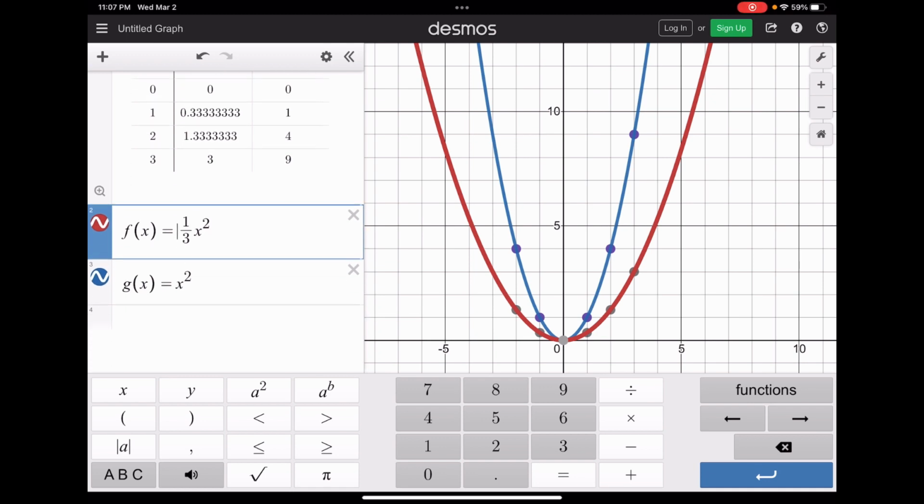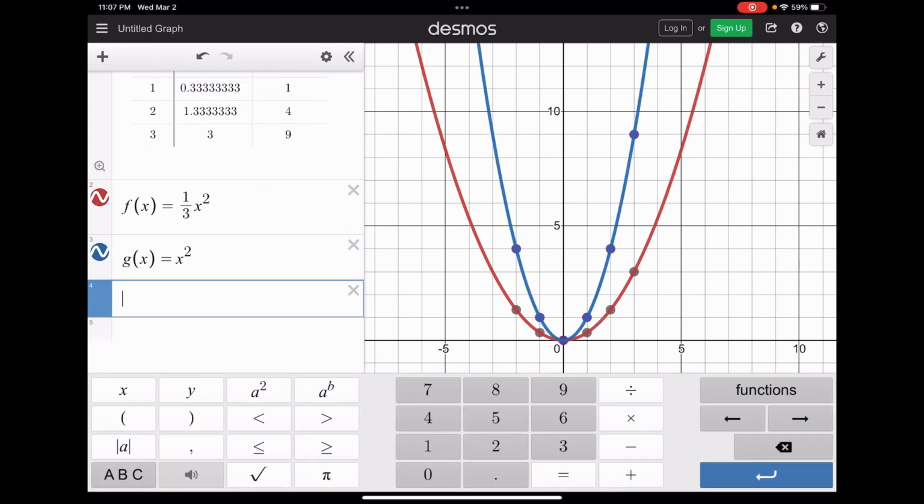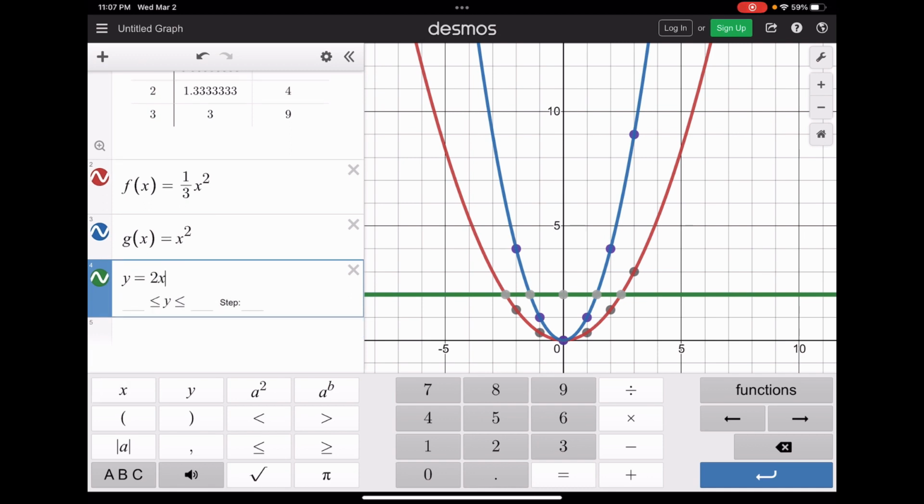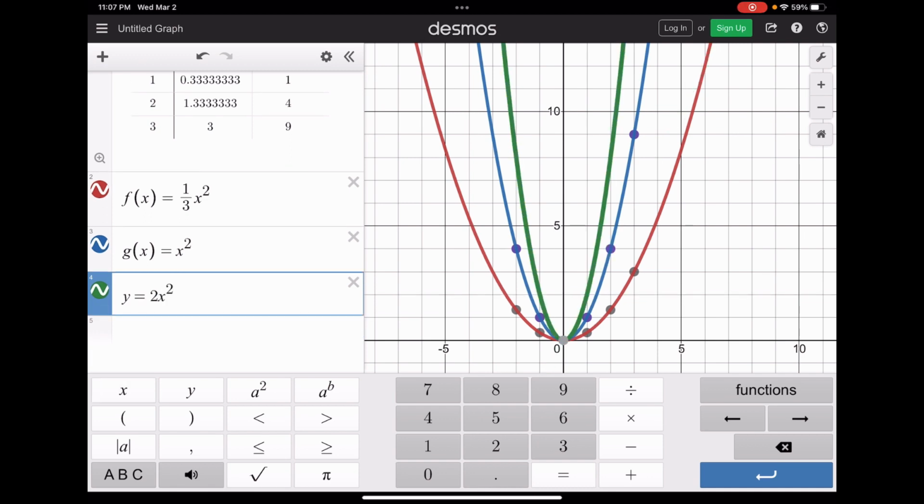Before, let me type that in really quick, we'll type y equals 2x squared. The green one was the first one. The blue one was our parent function, and the red one is the one we were just talking about. Notice how when we go between 0 and 1, it's even wider than our parent function. So the smaller the number, until we get to 0, our parabola is going to open up more, and as the number gets bigger, our parabola is going to get narrower and narrower.